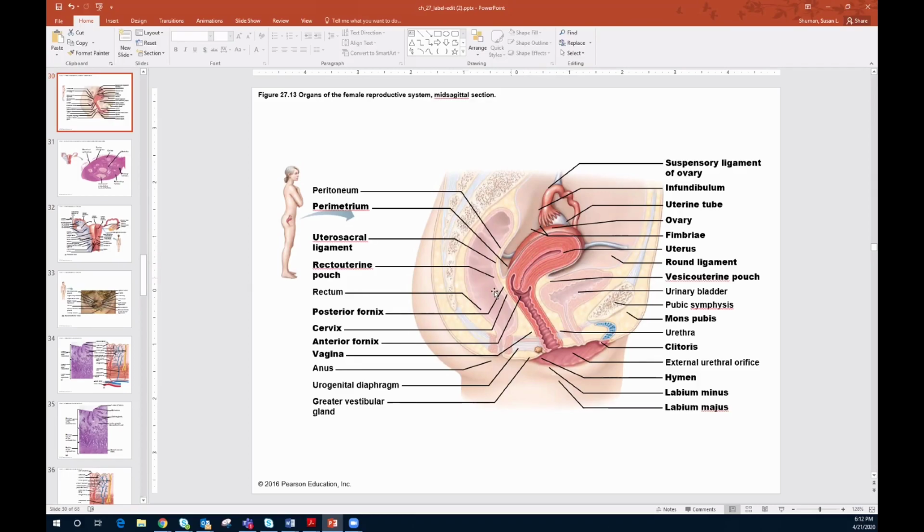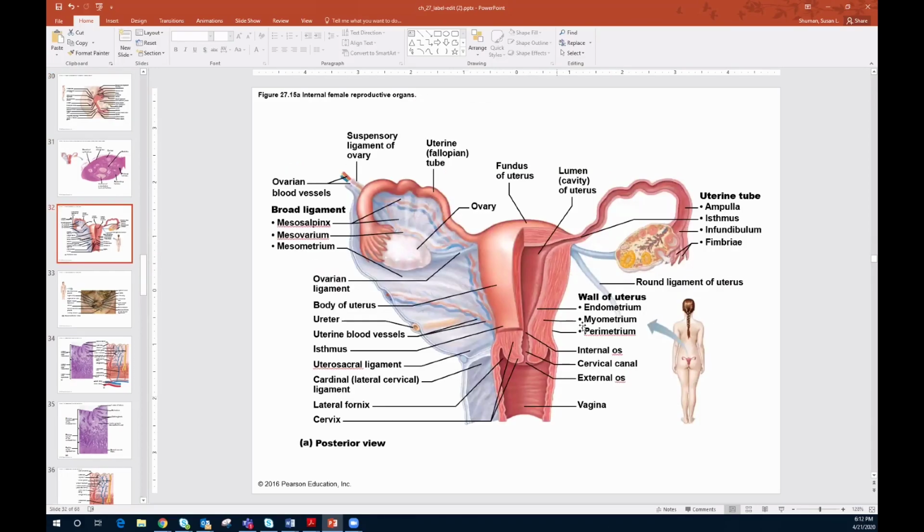Okay, uterine cavity is the lumen. I'm going to move back to this. It spreads things out better. So the lumen, that makes sense. Isthmus is where things narrow. So anytime I have a uterine isthmus, this is down here. It's where it got narrowed. Cervix, I've got internal and external os in the cervical canal.